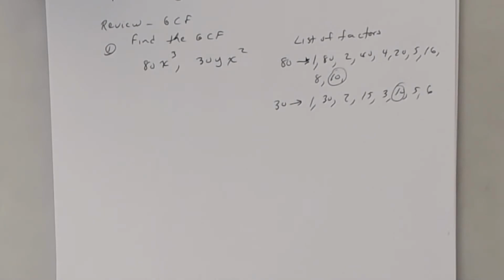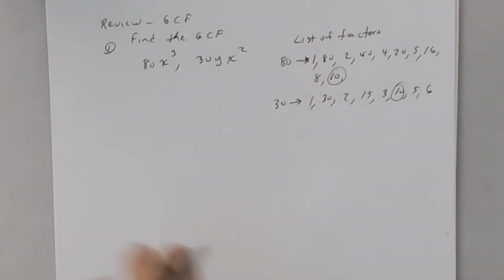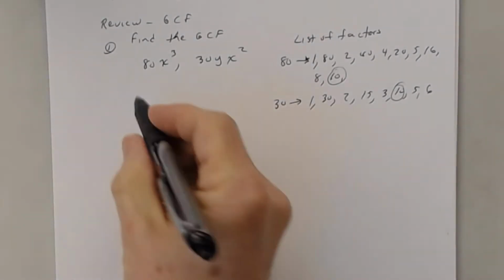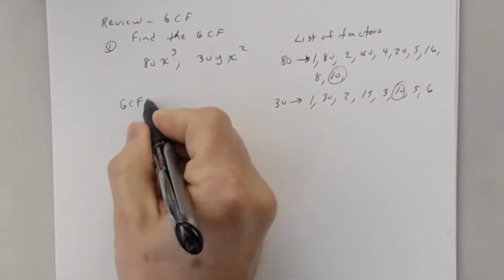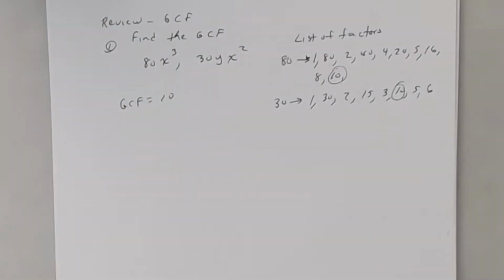So what's the GCF of 80 and 30? 10. All right, so we're going to need in the GCF, we know that we're going to have 10 as a coefficient. All right, let's do the same thing, though, using the factor tree to remind you about the factor tree.